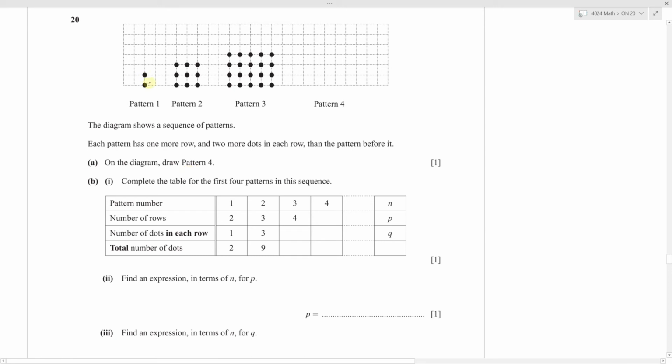So there are 1, 2, 3 squares in between. So my pattern 4 will start from here. I will have one more row. So 1, 2, 3, 4, and then one more row, 5. And each row has two more dots. So 1, 2, 3, 4, 5 dots in this row. So 7. 1, 2, 3, 4, 5, 6, 7. So I'll have 7 dots in the row here. Now I can complete this with the rest of the dots in between.